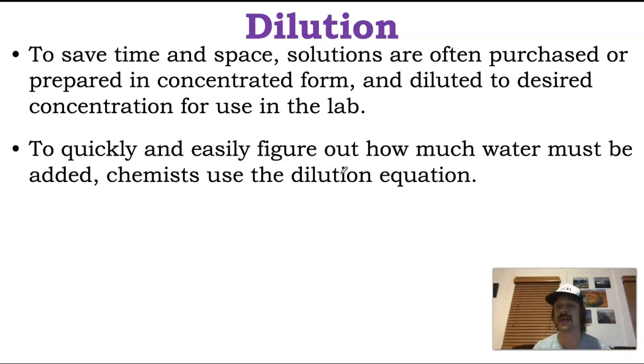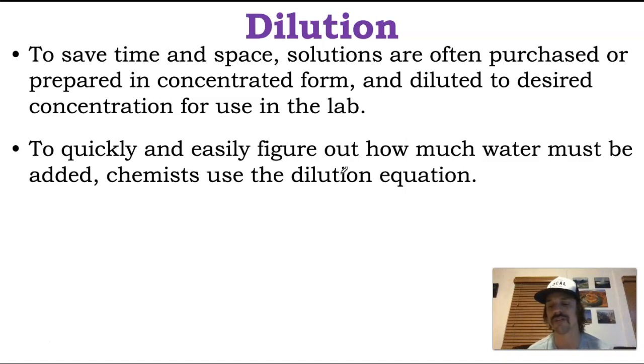Because to save time, space, and money, I can purchase really strong solutions that I dilute down when needed to use in a lab. So if I need a bunch of 0.1 molarity acid throughout the year, I don't need to buy a bunch of 0.1 molarity acid from the chemical supply company. I can buy a really strong version of that acid and then dilute it down to use as necessary. So I don't have to fill my cupboards with this weak solution. I buy very strong stuff and then dilute it as I need it. Okay? So we dilute to the desired concentration when I use it in a lab.